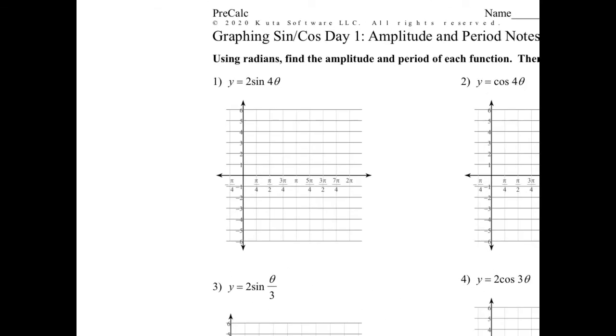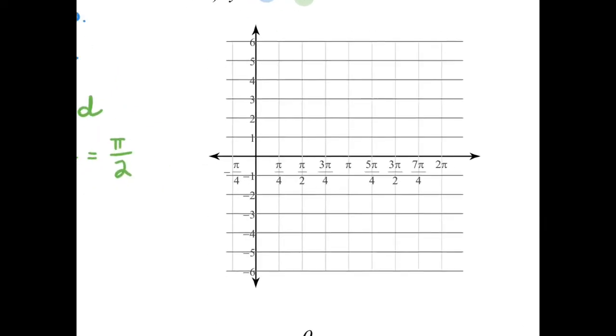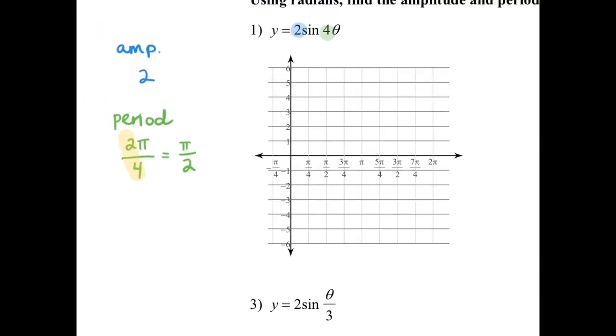The first example we have is 2 sine 4 theta. Okay, so for my amplitude, that comes from A, so 2. So what I'm going to do in a second is highlight what that amplitude is. To find my period, I'm going to do 2 pi over the absolute value of 4, which is 4. 2 pi over 4 simplifies to pi over 2. So now I'm going to highlight the amplitude here. So I can't go higher or lower than those blue lines.